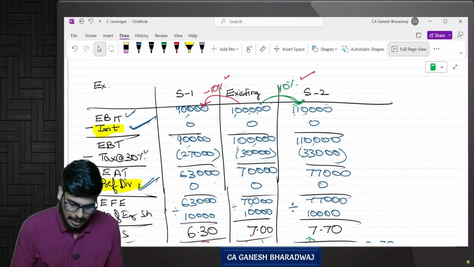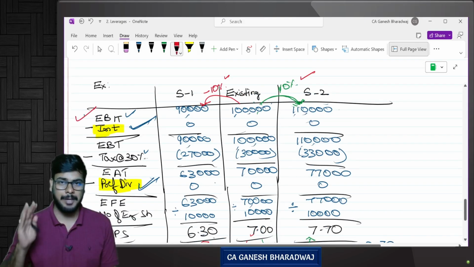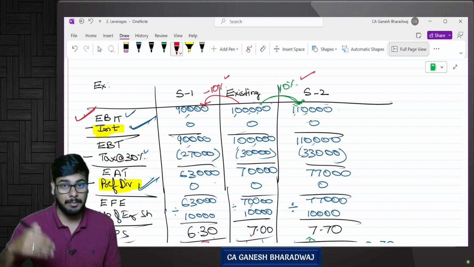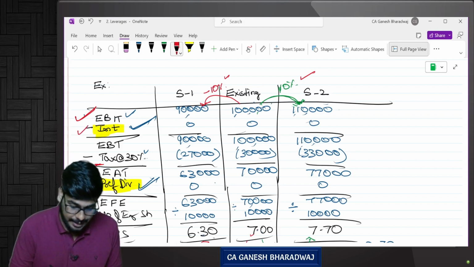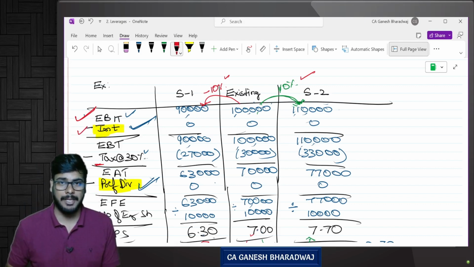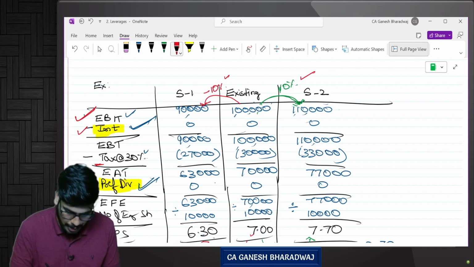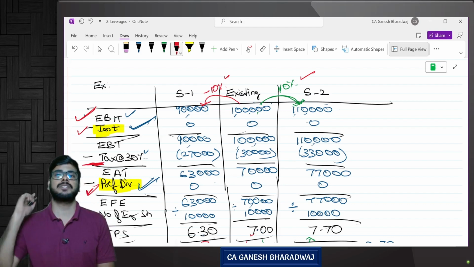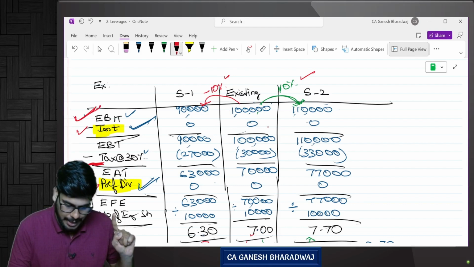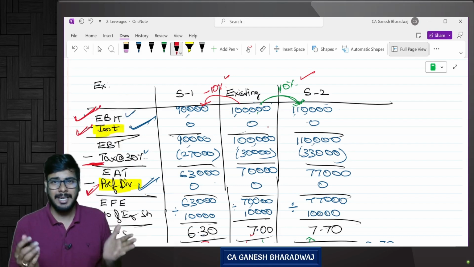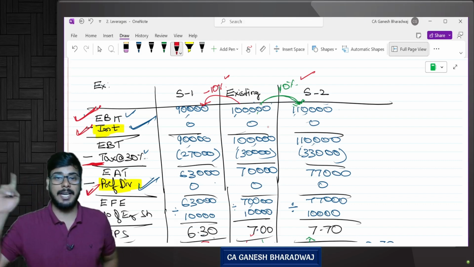EBIT, this component, this figure comes before tax or after tax? Tell me guys, it comes before tax or after tax? It comes before tax. Tax is only here, before tax, correct? Yes. Interest is a component that comes before tax or after tax? It comes before tax. Whereas preference dividend is a component that comes after tax, correct or not? Yes. So now I am saying that EBIT, interest are all pre-tax items, correct? They are readily comparable. Whereas preference dividend is a post-tax item, correct?